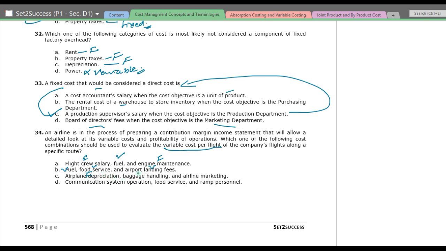Baggage handling depends upon the number of passengers. It's not the number of passengers, and the MCQ is asking for the cost per flight. Airline marketing is fixed. Communication system operation is fixed. Food service is variable. And ramp personnel is unrelated to the cost per flight. So the correct option is fuel, food service, and airport landing fees. This is the correct option.